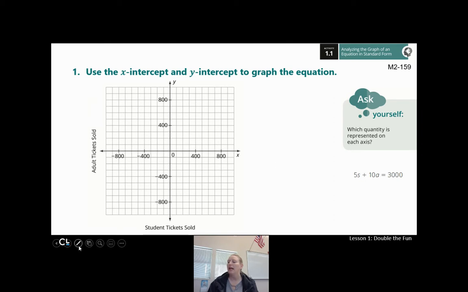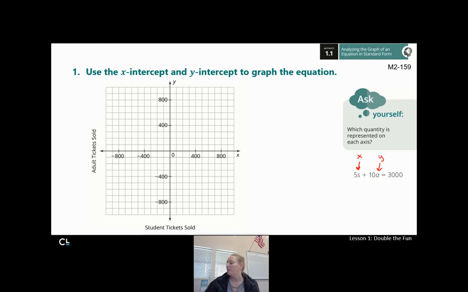Looking at how they wrote the graph, I'm going to use that information. Notice how it looks like our x-axis is our student tickets sold, so I'm going to make a little note here that this is my x. And it looks like my y-axis is labeled adult tickets sold, so my y is going to be my A. If you wanted to put X's and Y's in there, you could. I'm going to keep them as S's and A's to make it a little easier on me.